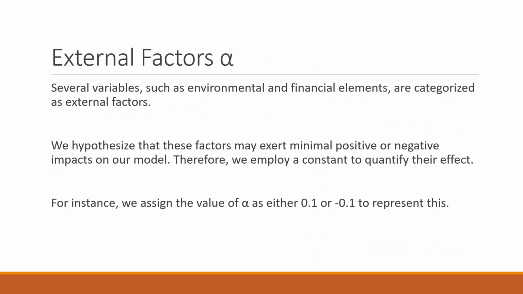For the external factor, which we said is a constant, we consider it as alpha. Based on our model, we choose it as either -0.1 or +0.1. It means that the environmental factor and the financial factor can either support the infant's health or do the otherwise.